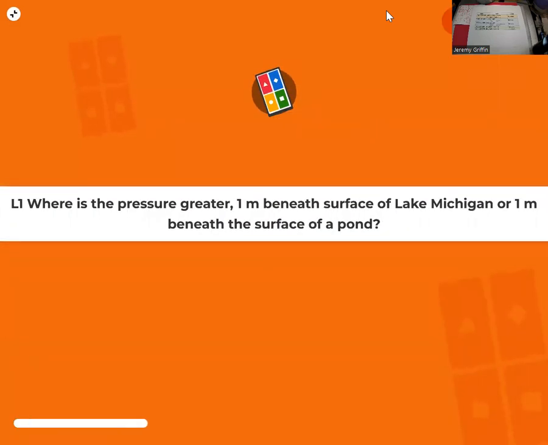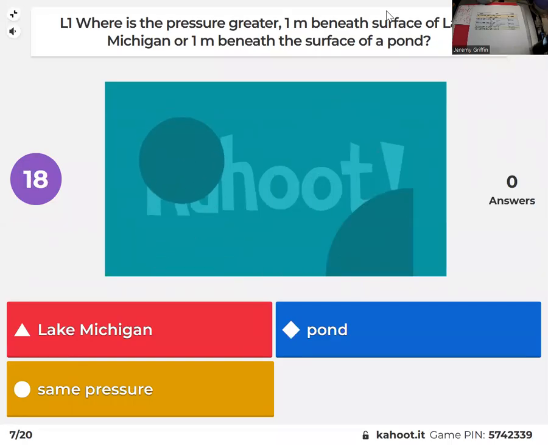Where is the pressure greater? 1 meter beneath the surface of Lake Michigan, or 1 meter beneath the surface of a pond? Or is it the same? Where's the pressure greater?